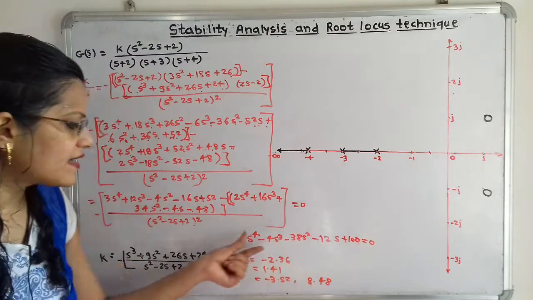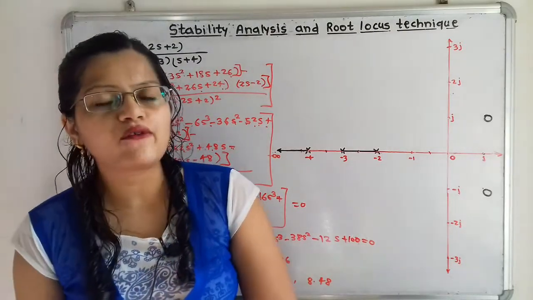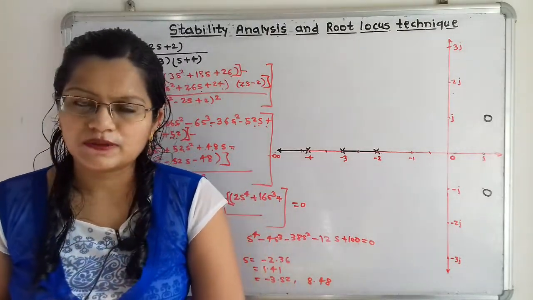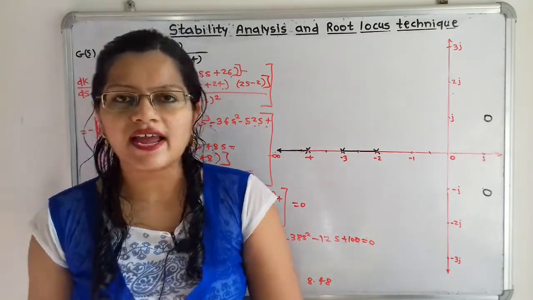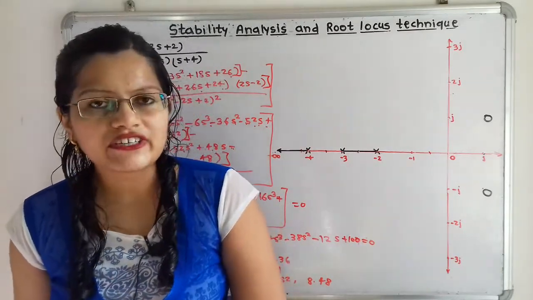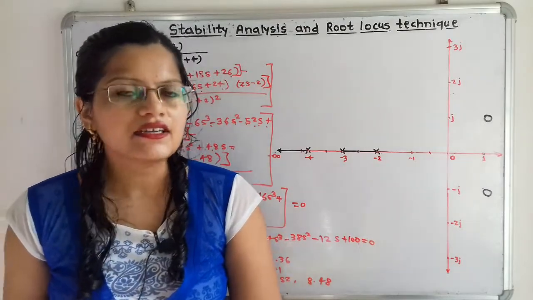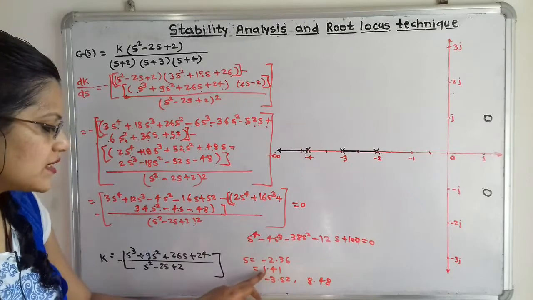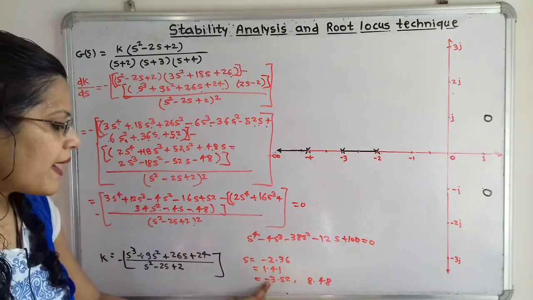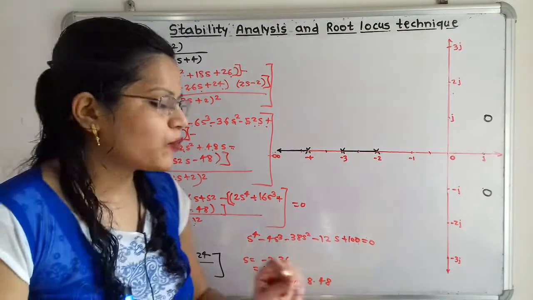So this is a higher order equation and we have to find out the roots. These roots can be calculated by the trial and error method. So I have written these roots directly. These roots are s equal to minus 2.36, 1.41, minus 3.52 and 8.48.